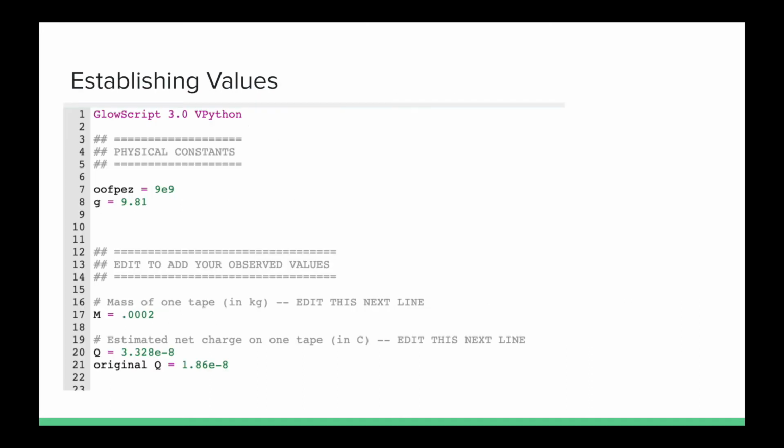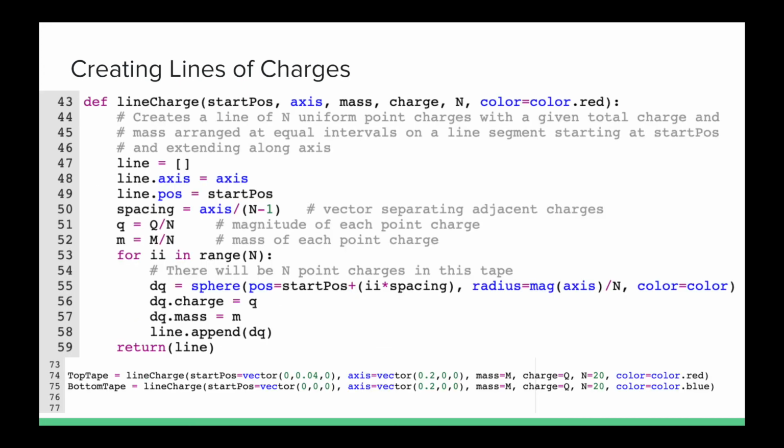The GlowScript code begins by establishing the values of the gravitational and Coulomb constants, as well as the mass and charges of the tapes. The following function creates and models a line of charges for both the top and bottom tape. The function splits each tape into n separate charges, where n is set to be 20 in this case.